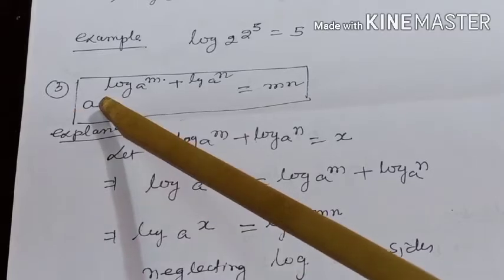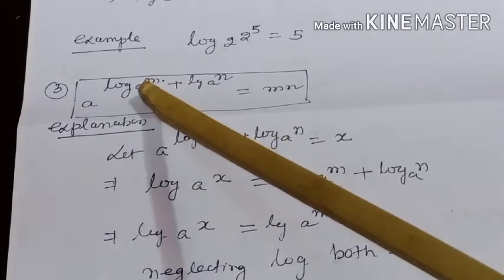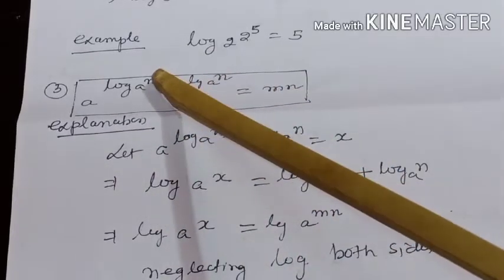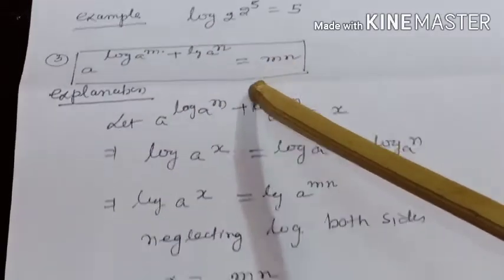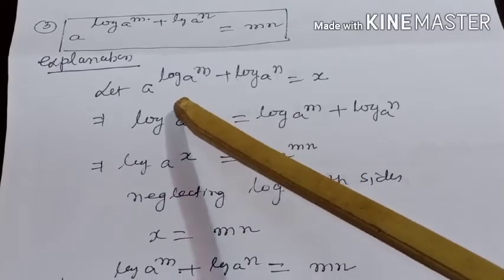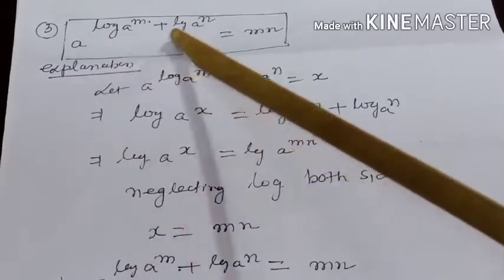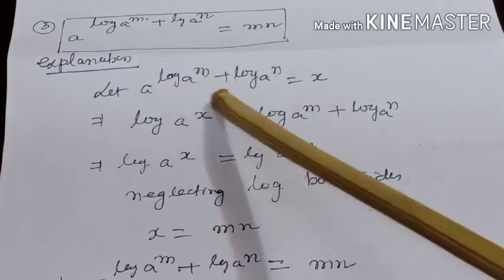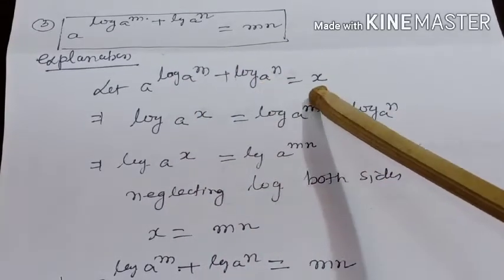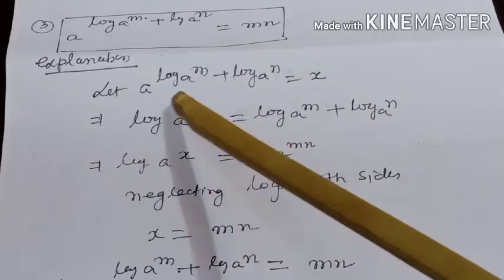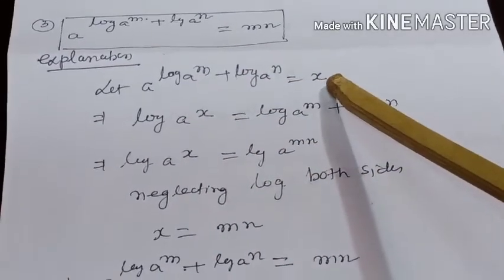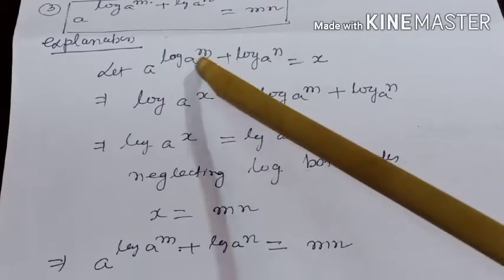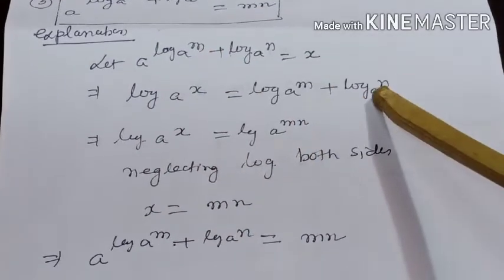We are coming to learn the new fact. Third fact: it is given a to the power log m to the base a plus log n to the base a. Its result is always the product of m and n. For that I am giving an explanation. So we will consider the left hand side as x. So a to the power log m to the base a plus log n to the base a is equal to x. This exponential form we are going to convert into logarithmic form. So log x to the base a will be equal to log m to the base a plus log n to the base a.